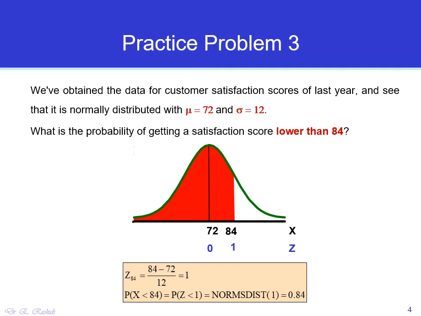Here, if you notice, we don't have greater than, we just have less than. So when it's less than, we can directly use the z distribution, and we don't have to use 1 minus. Okay, so when it's less than, do not use 1 minus. When it's greater than, use 1 minus.